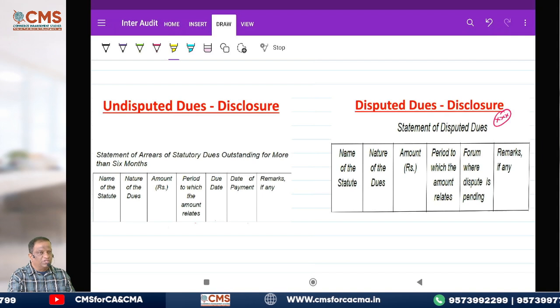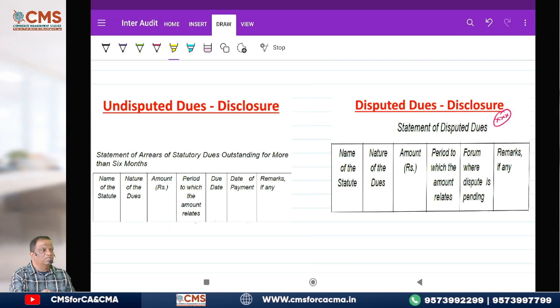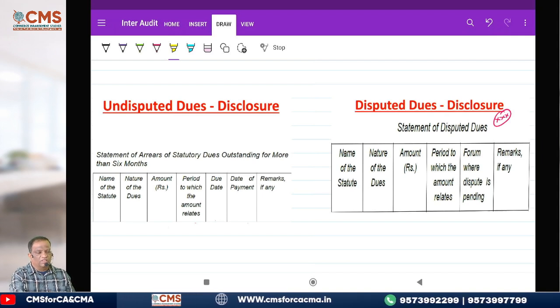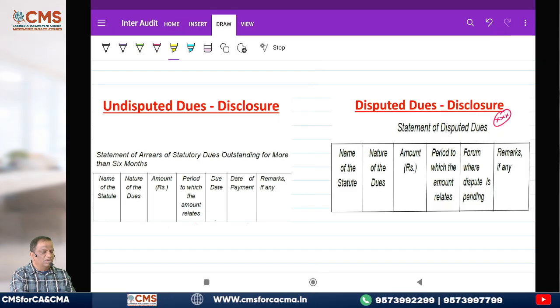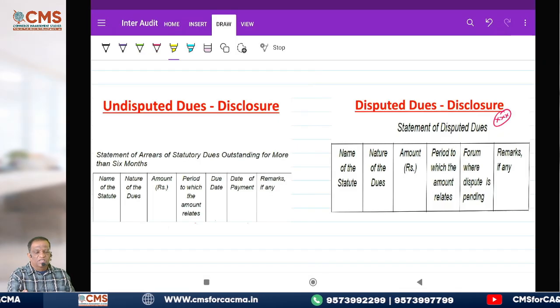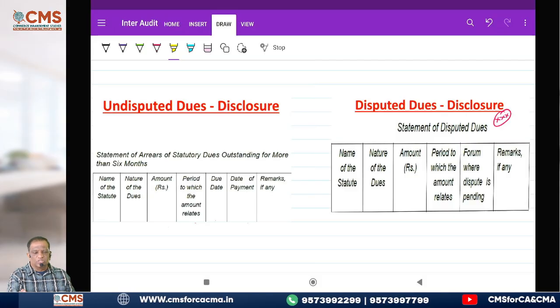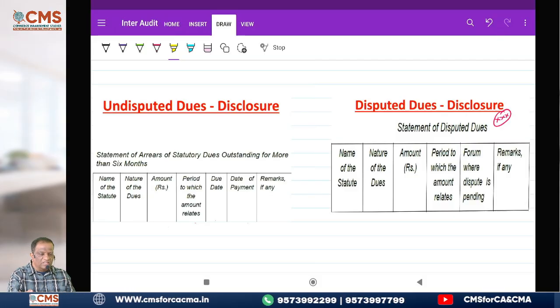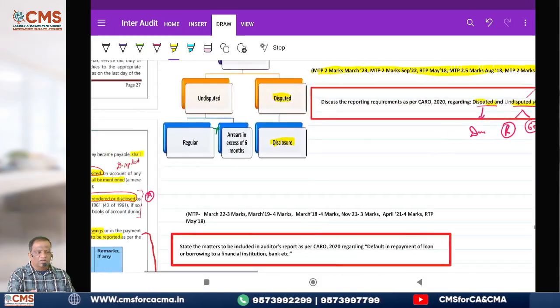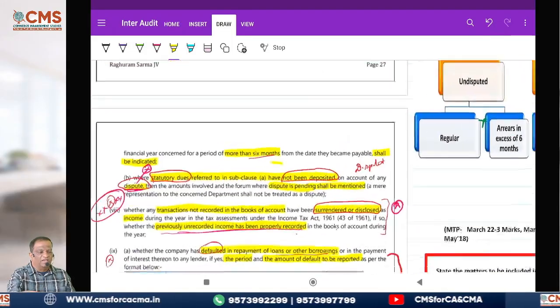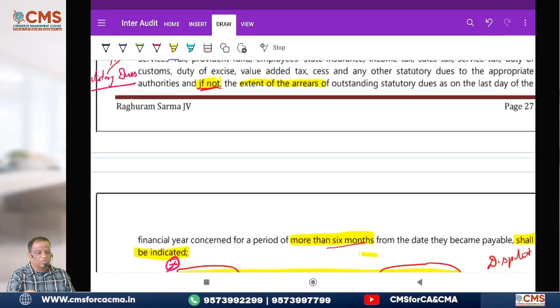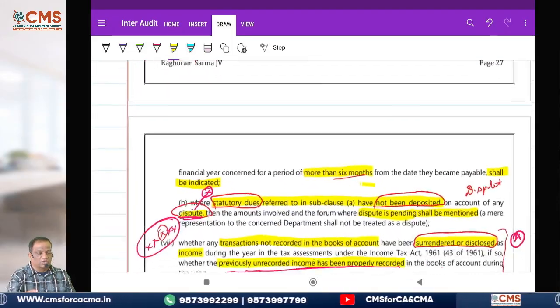If it is undisputed dues, then the disclosure should be in this format. For all this, arrears of more than 6 months, we will have to disclose in this format. If it is disputed, then you have to disclose in this format. So learning this table is the minimum mandatory as far as statutory dues are concerned. So that is on statutory dues.